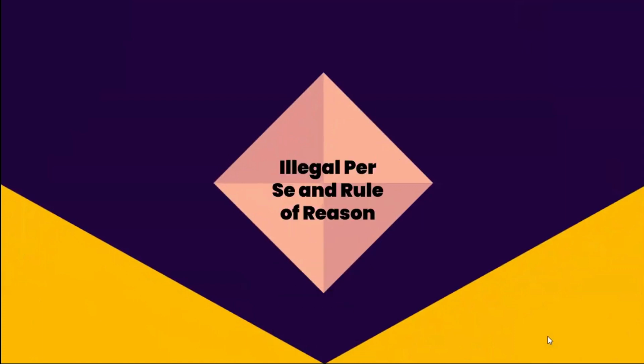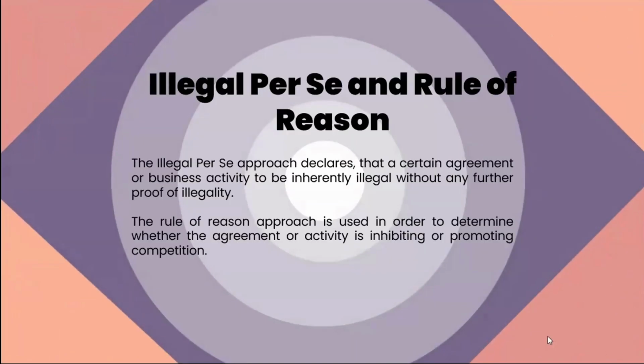Illegal per se and rule of reason. Illegal per se is an approach that declares whether a certain argument or business activity is inherently illegal without any further proof of illegality. An example of this would be a business doing anti-competitive acts such as price fixing, for example.